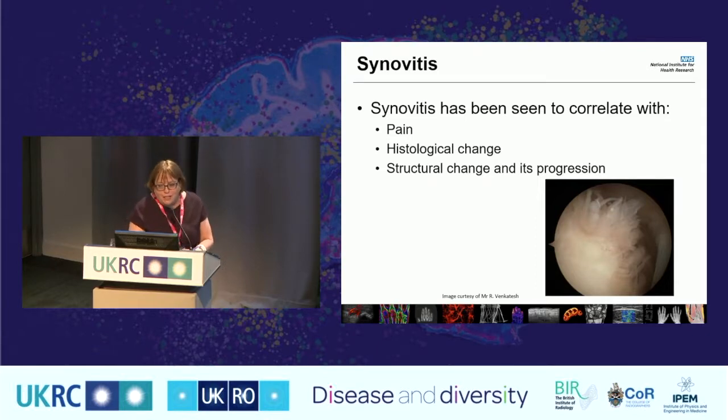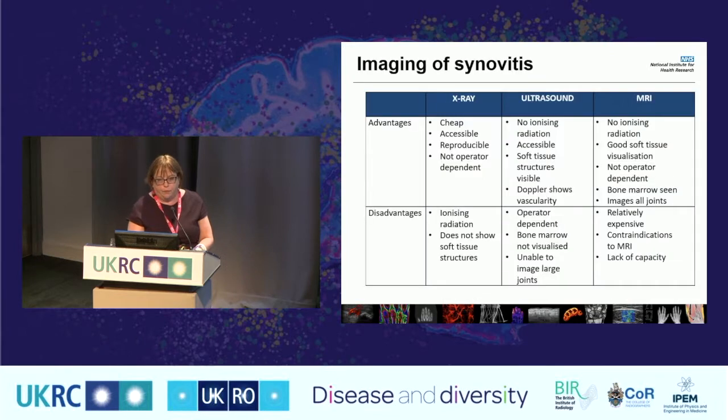So synovitis is quite important. There's been a lot of work on synovitis, and it has been seen to correlate with the pain of patients, to actually see what's happening in the knee joint as well, and to look to see whether we can use the synovitis as a biomarker to decide how the joint and the disease is actually going to progress.